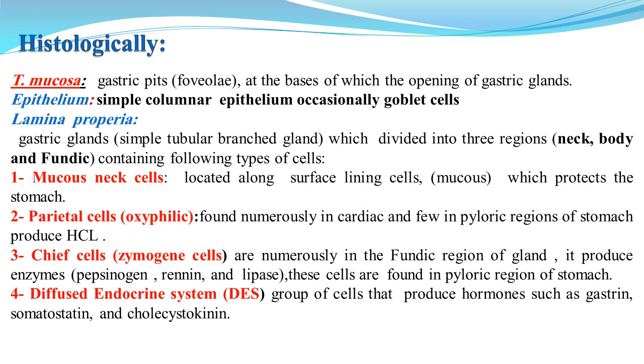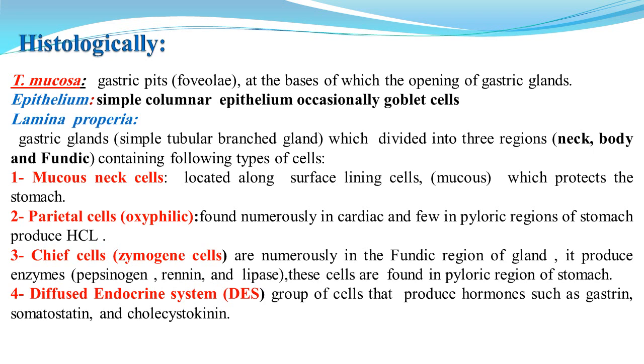According to the lamina propria, the gastric gland, which is a simple tubular branched gland, is divided into 3 regions: neck, body, and fundus region, which contain the following types of cells: mucous neck cell, parietal cell, chief cell, and diffuse endocrine system. The mucous neck cells are located along the surface lining and the type of secretion is mucus, which protects the stomach.